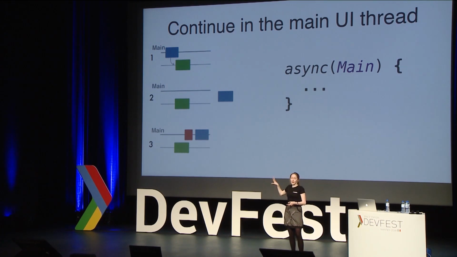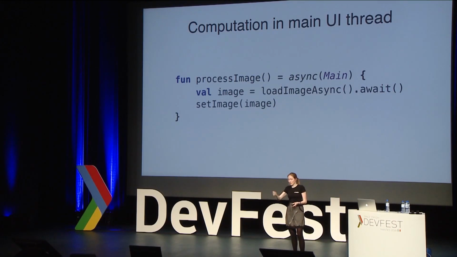And note how our main thread might be busy with something else when our coroutine is suspended. So when we have this blue coroutine suspended somewhere, we can perform other tasks on the main thread. So that's our win. That's what we wanted to gain. So here, in this example, we probably set the image on the main UI thread. So when we call async, we specify that this computation should be run on the main UI thread.